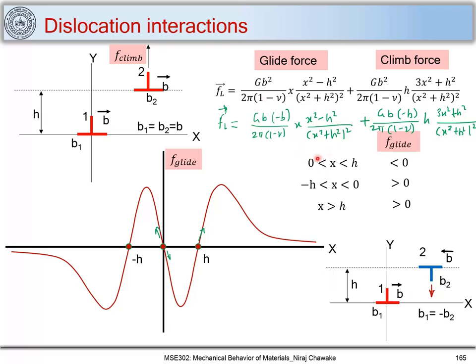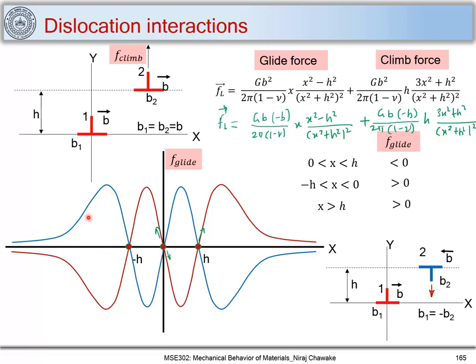Let's find out the glide force. The glide force will be exactly a mirror of the glide force you can see for two positive edge dislocations on parallel slip planes. And you can see the glide force variation for opposite sign dislocations. This is a positive edge dislocation and this is a negative edge dislocation on two parallel slip planes. The glide force on this negative edge dislocation because of the stress field of this positive edge dislocation will vary in this fashion. And similarly, for negative x, the glide force varies in this fashion.